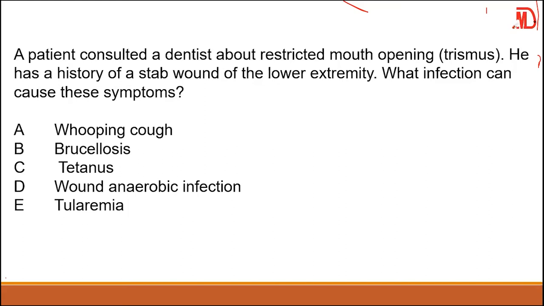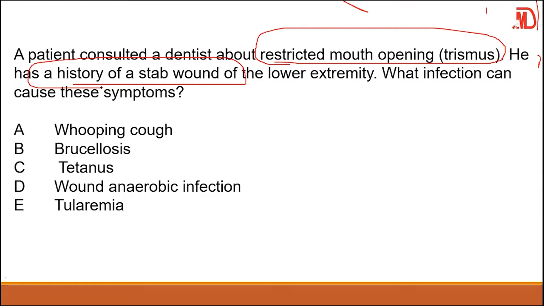A patient consulted a dentist about restricted mouth opening. Guys, lock jaw. What does it indicate? And look at it: history of a stab wound. Again, if you have any stab wound or any cut on your body, if you are more than 12 years, what injection do you need to take? Tetanus. Good. So ATS, anti-tetanus serum. Otherwise, this person can develop tetanus. That means locked jaw, twitching, and all those kinds of irregular muscle spasms. So we are dealing with tetanus as our cause of infection. All right.